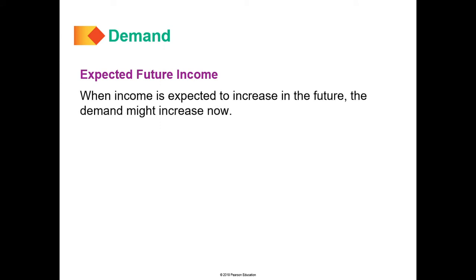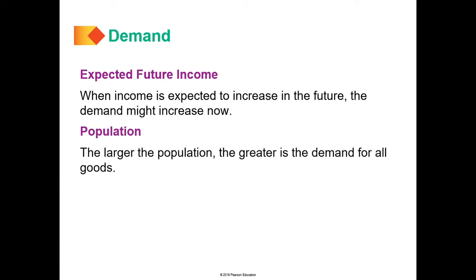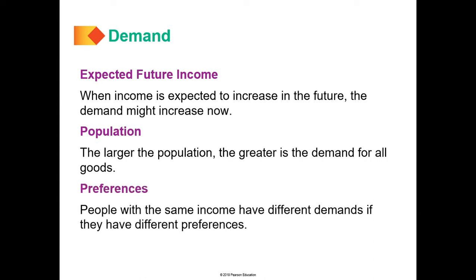Okay, our next one is expected future income. If I expect my income to increase in the future, I'm probably going to start buying more stuff now. And this works the other way: if we expect income to decrease, we're going to not buy as much stuff now. And then the next one is population. The more people, the greater demand. In our area, in the wintertime, we have a lot more people here, so the demand for things in our area is much greater.